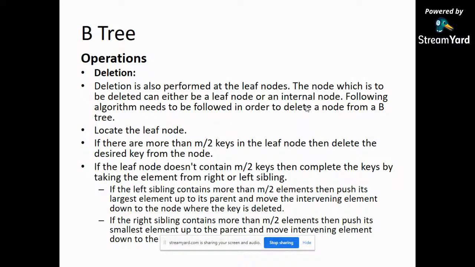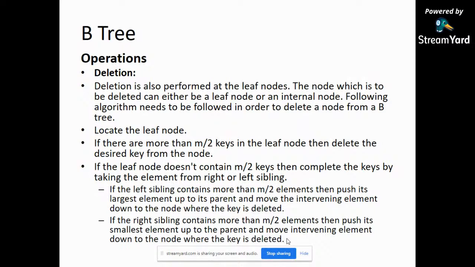Next is deletion. Deletion is also done in the same way. Again, deletion is also performed at the leaf nodes. The node which is to be deleted can either be a leaf node or an internal node. The following algorithm needs to be followed in order to delete a node from a B tree.